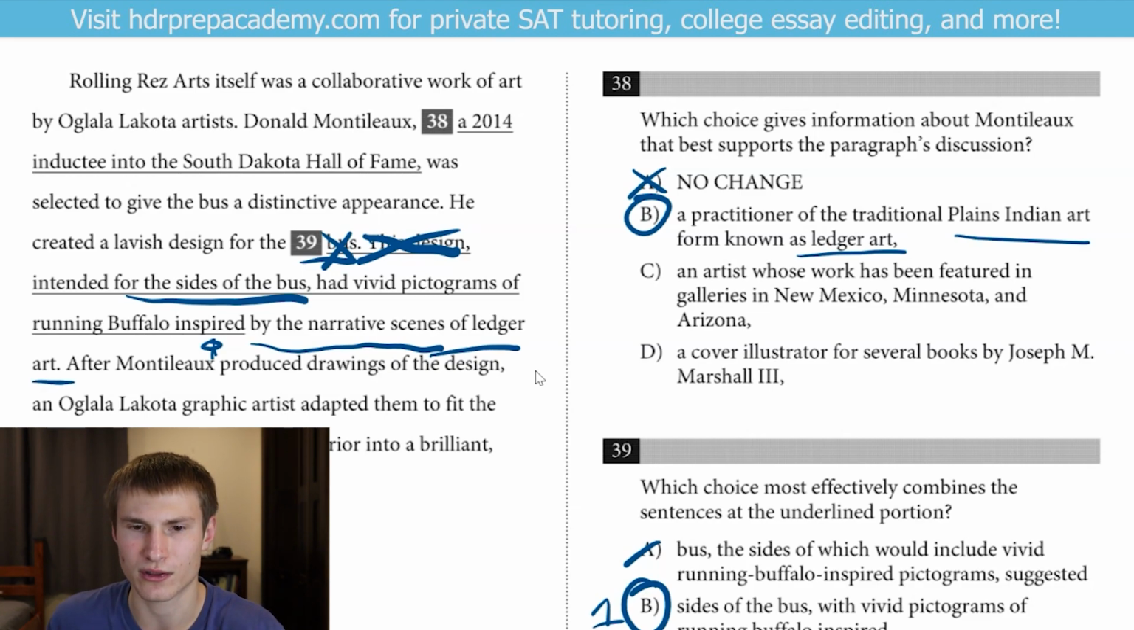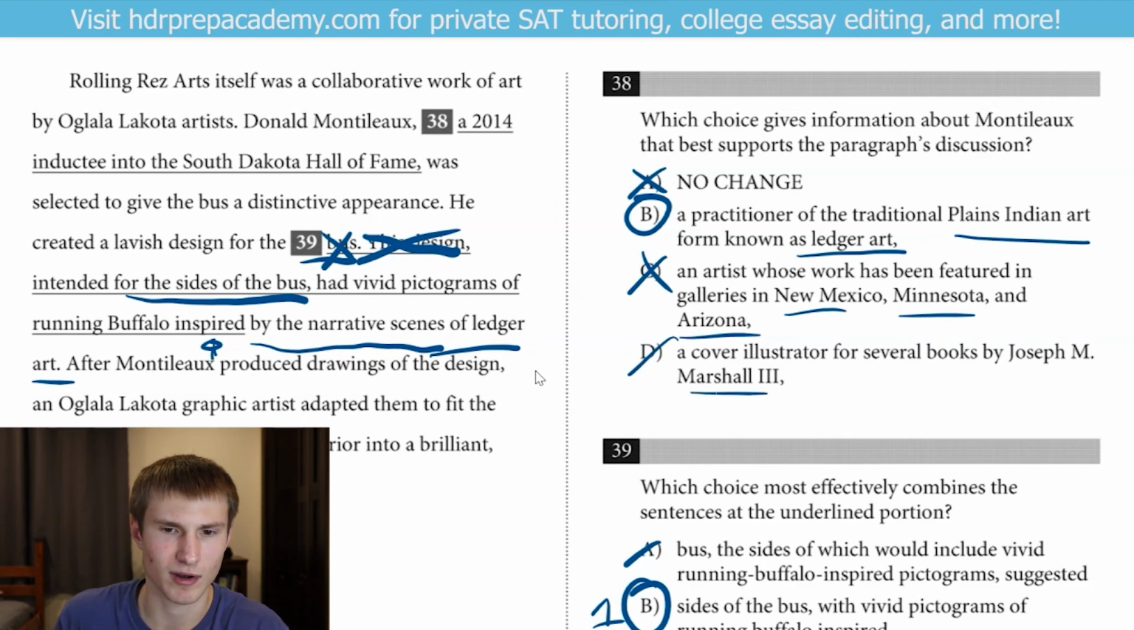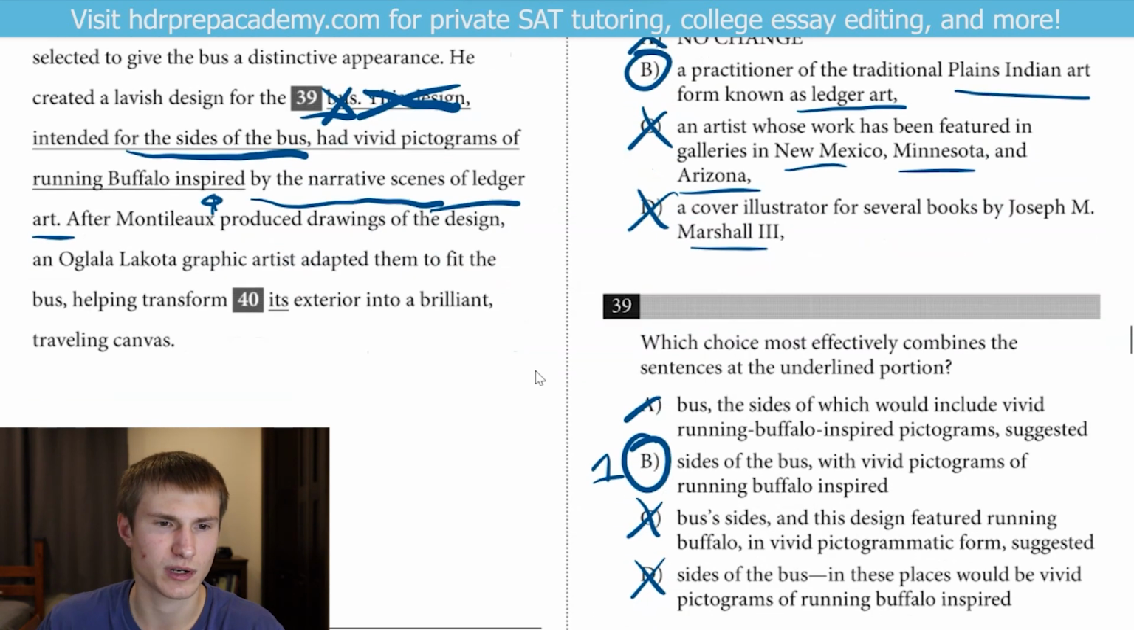If we look at C and D, I'll show why those are wrong as well. C, an artist whose work has been featured in galleries in New Mexico, Minnesota, and Arizona. No, we don't care about where he made art before. D, a cover illustrator for several books. We don't really care about that either. All right, number 39, we already answered. We go to 40 now.